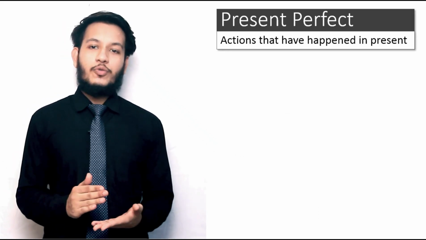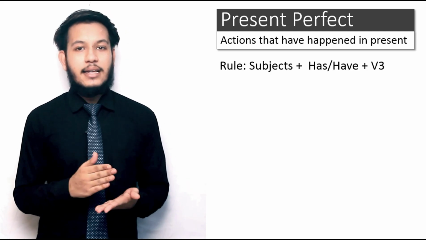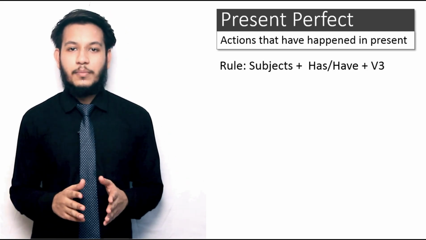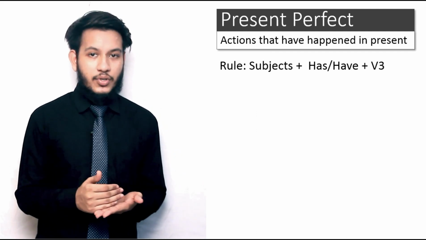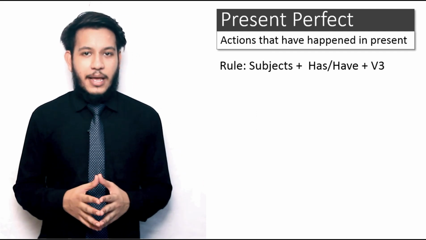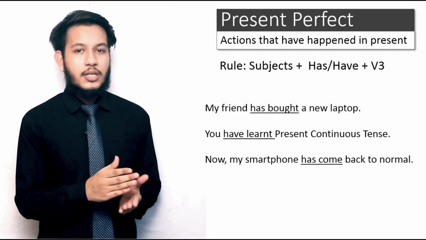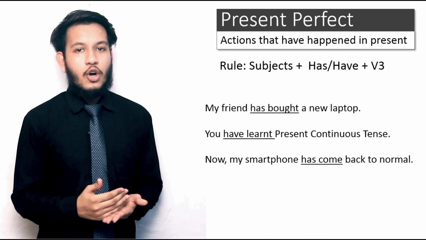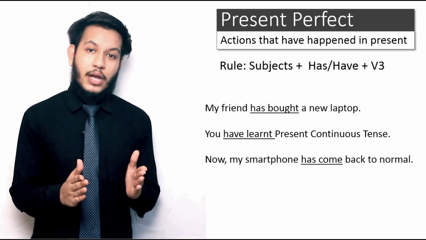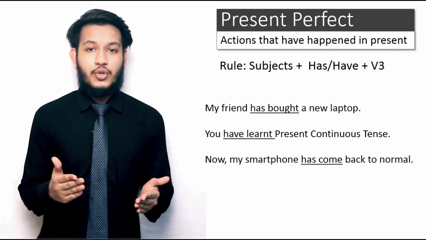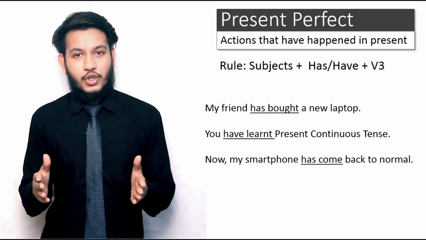Let's now talk about present perfect tense, and the rule that we use in this tense is has, have plus third form of the verb. We use this tense for the actions that have happened in the present. For example, my friend has bought a new laptop. Bought buy की थर्ड फॉर्म होती है और यहाँ पर सब्जेक्ट जो कि my friend है वो एक्शन को कंप्लीट कर चुका है, एक्शन को फिनिश कर चुका है. एक्शन क्या है यहाँ पर? खरीदना, यानी खरीदने का काम कंप्लीट कर चुका है.